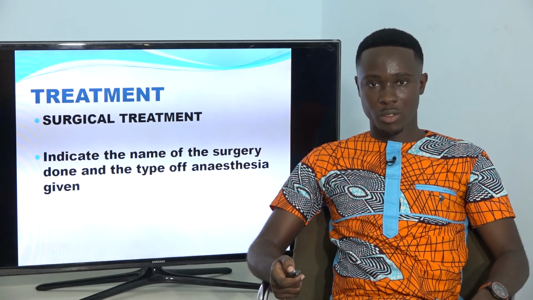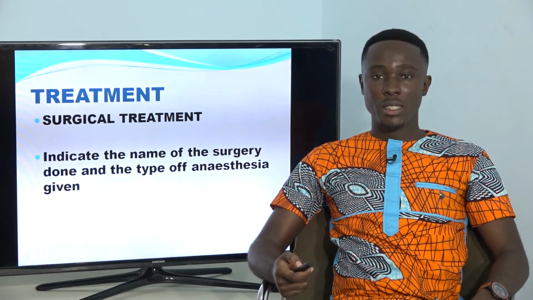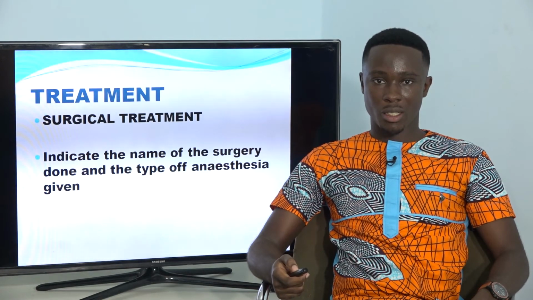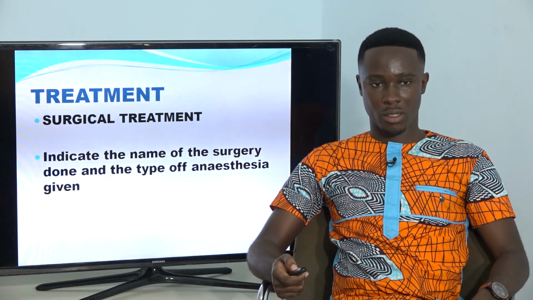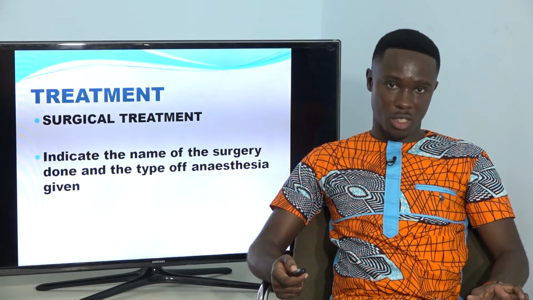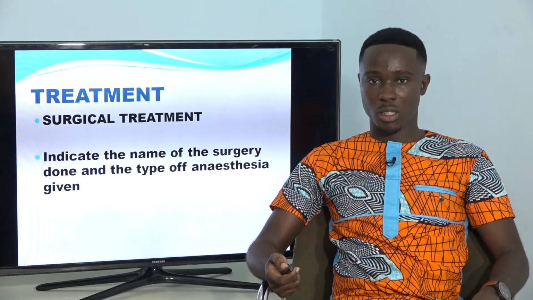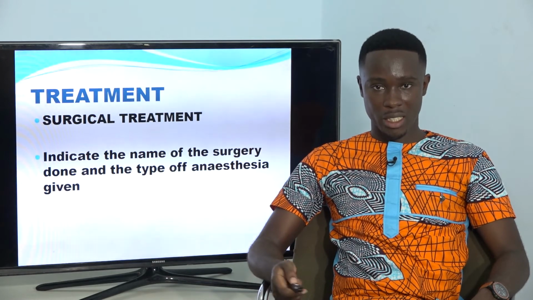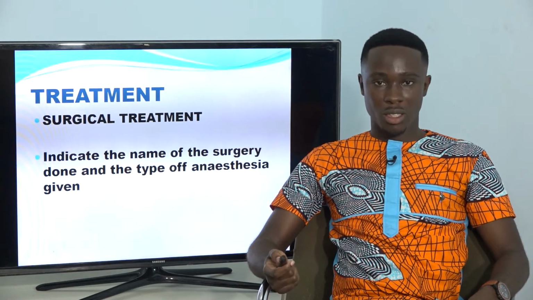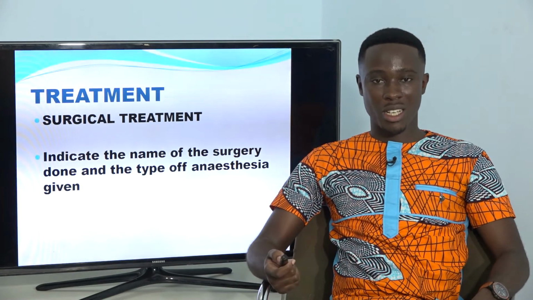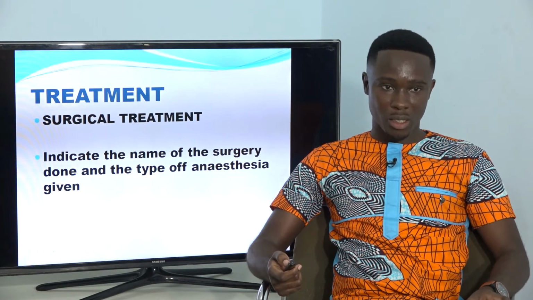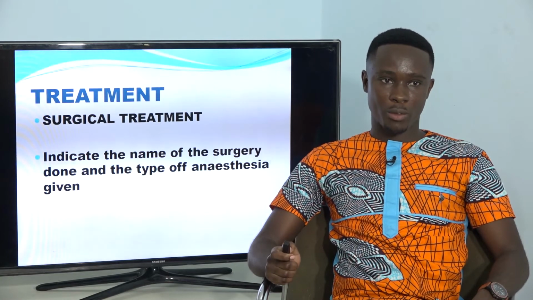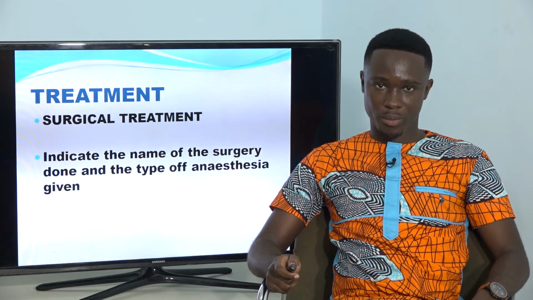So in surgical treatments, you have to indicate the name of the surgery done and the type of anesthesia given. You have to state the name of the surgery done and the type of anesthesia given. So for example, you can state that the name of the surgery was appendectomy and the type of anesthesia given is general anesthesia. Or herniorrhaphy, and there are so many types of surgery depending on the type of condition your patient has.